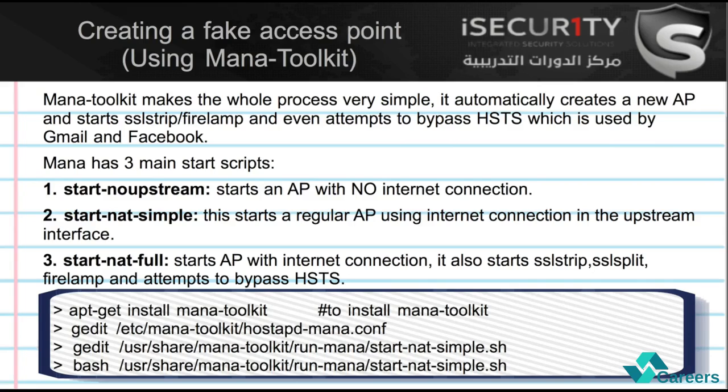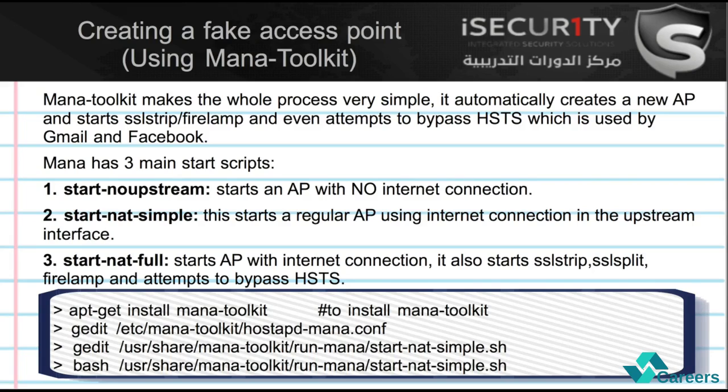The third one, the start not full, will basically create an access point with internet connection, and it will also automatically start sniffing, so recording the packets that are flowing through this fake access point, and it will attempt to bypass HTTPS and HSTS.